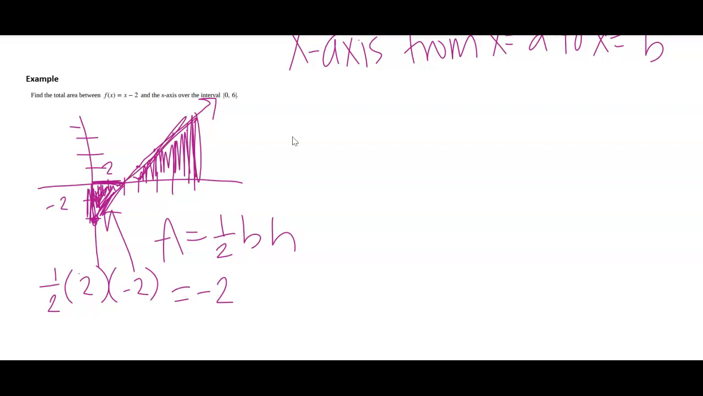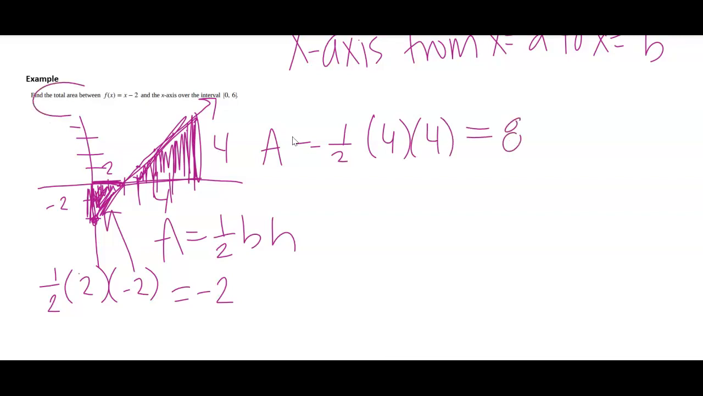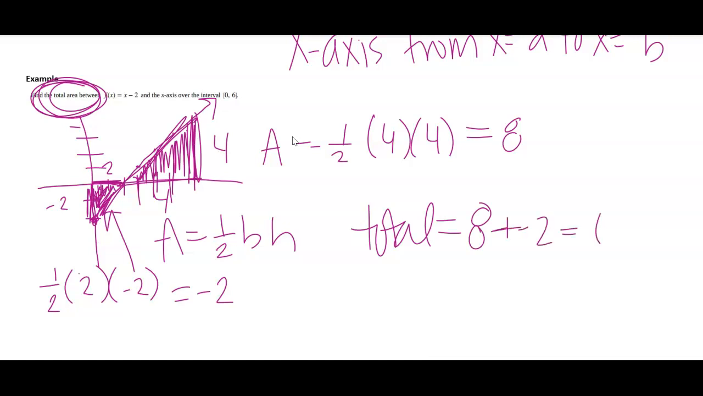And then over here, I have positive heights. Let's see, I have 1, 2, 3, 4 as my base, 4 as my height. So this area is going to be 1/2 times 4 times positive 4 for my height, and I get 8. So what that means, it says total area. So that means my total area, I would combine all of the pieces, I would add them up, and so I would have 8 plus -2, or 8 minus 2, which is 6 units squared.